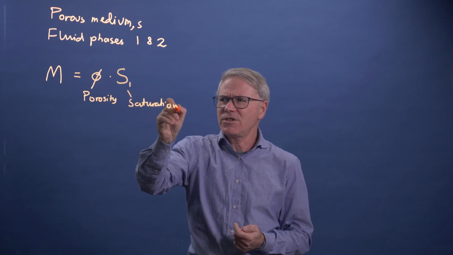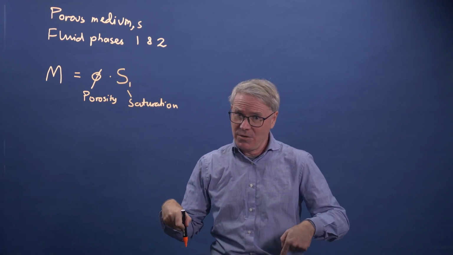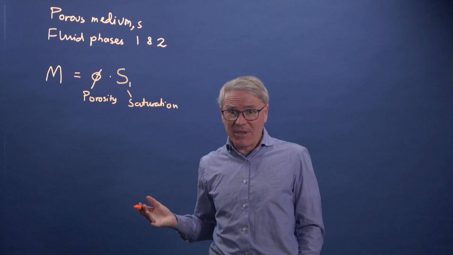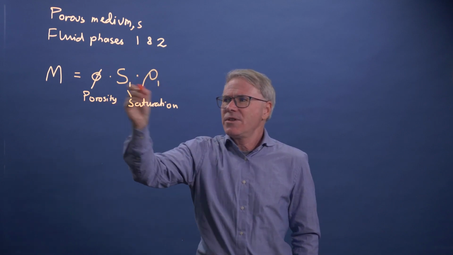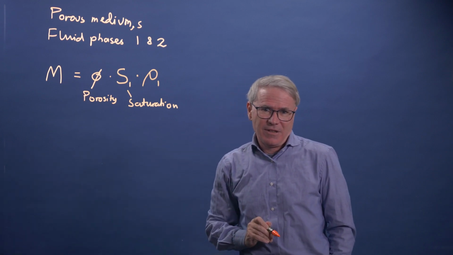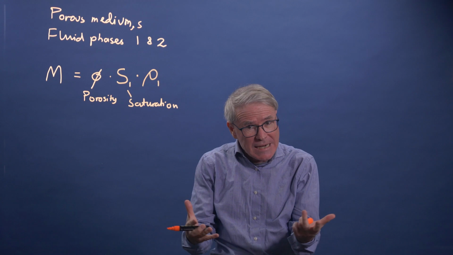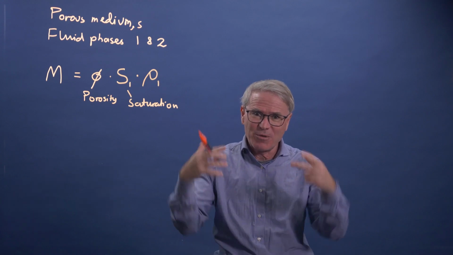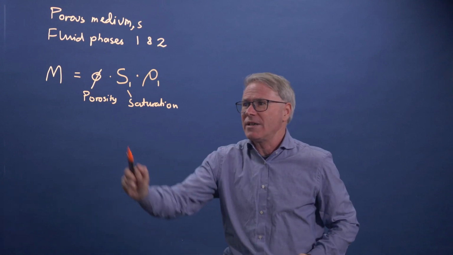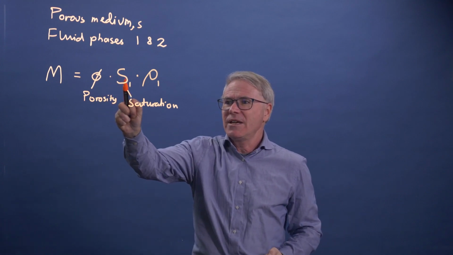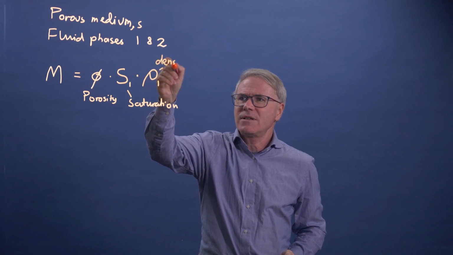But just a moment, that's just a fraction. I want a mass per unit volume, so I have to multiply by the density, don't I? Okay. So the mass of phase 1 per unit volume of the porous medium, right? Because when we talk about volumes, we always talk about the whole porous medium, not just the pore space or not just the grains, is the porosity times the saturation times the density.